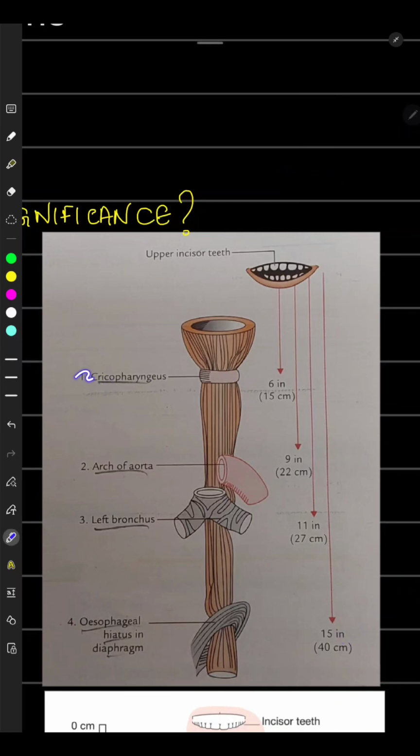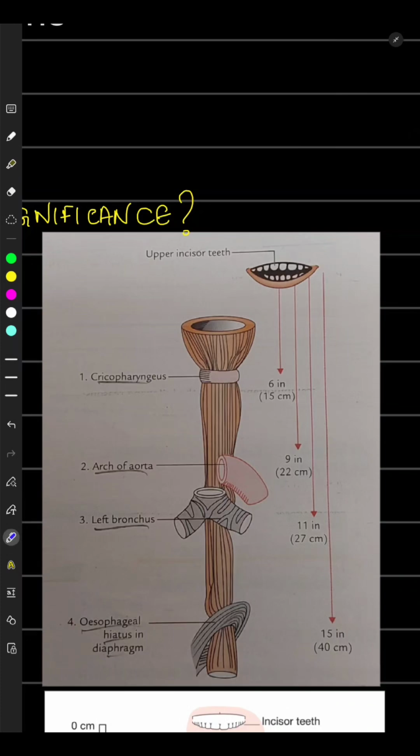All these are inches. The first constriction is where the cricopharyngeus muscle comes. The second constriction is where the arch of the aorta crosses the esophagus. The third constriction is where the left main bronchus goes into the lungs, and the fourth constriction is where we have the diaphragm. What is this view? We are looking from anterior to posterior. All these constrictions are present anatomically.